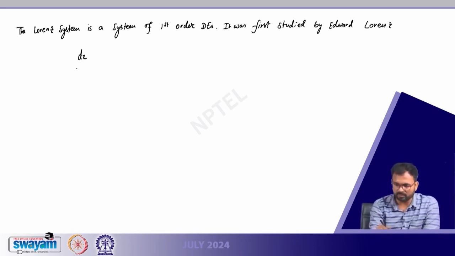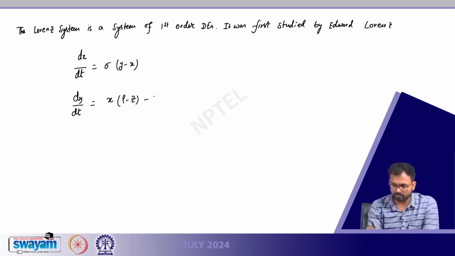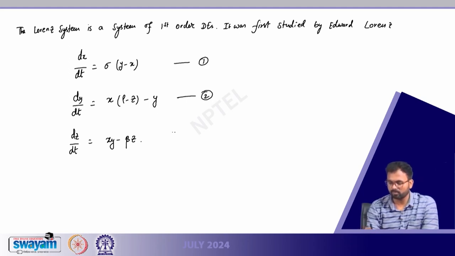dx/dt equals sigma times (y minus x). Then dy/dt equals x times (rho minus z) minus y, and dz/dt equals xy minus beta z, right? So basically these can be called equation numbers 1, 2, 3.